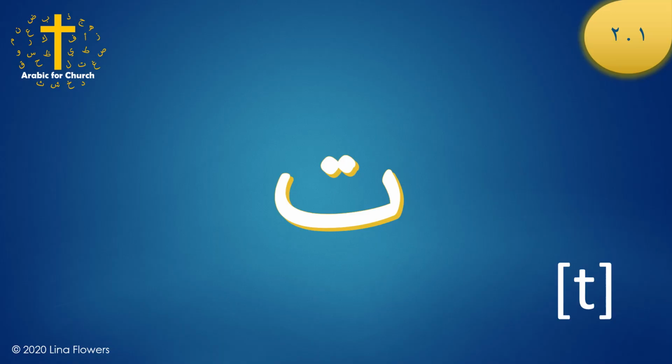And this is the letter ta. As you can see, it has the main shape of the letter ba, but instead of a dot below the main shape, it has 2 dots on top of the main shape, adjacent to each other. And the sound of the letter ta is present in the English language, it sounds like t. And this is the phonemic symbol for the sound t.